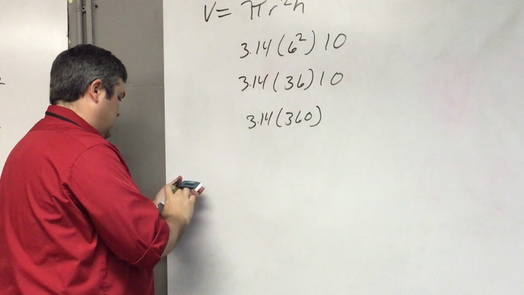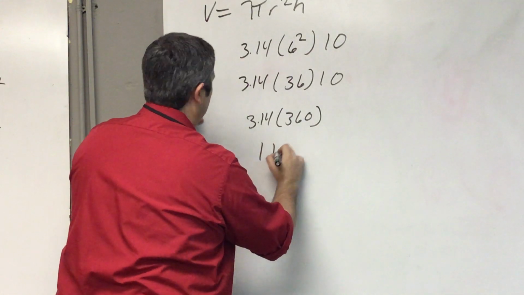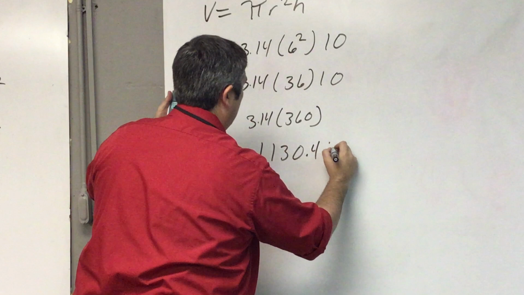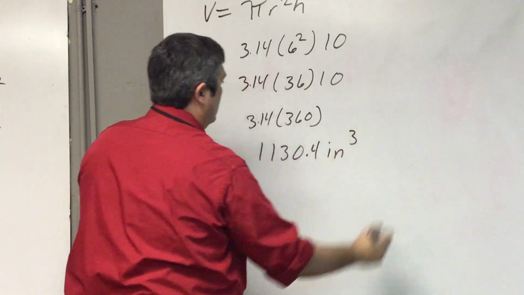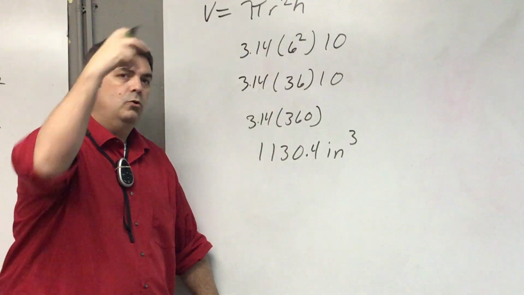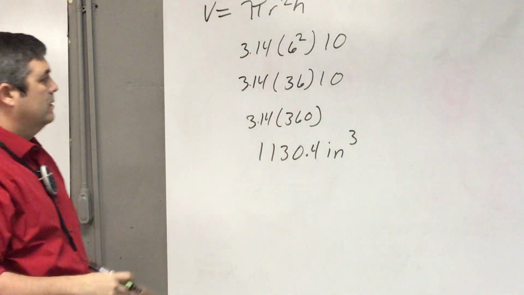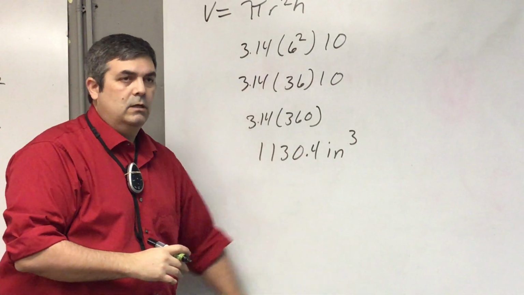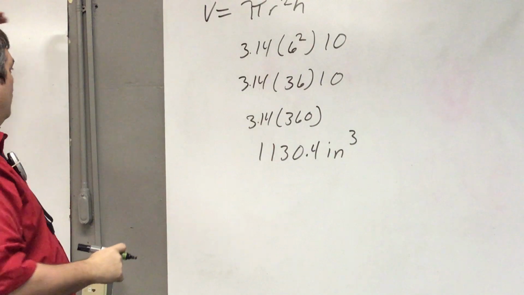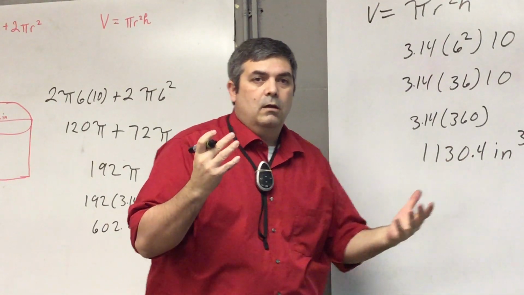And now I'm going to do this multiplication here. 360 times 3.14 is 1,130.4 inches cubed, because we're talking about how many 1 by 1 by 1 cubes you can fit on the inside of this cylinder. Okay, that's how to do all of these. You got to see one with 3.14 automatically, one without it. They both work and they do the same thing.